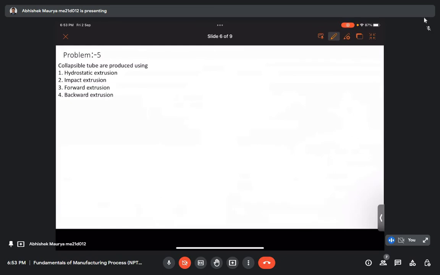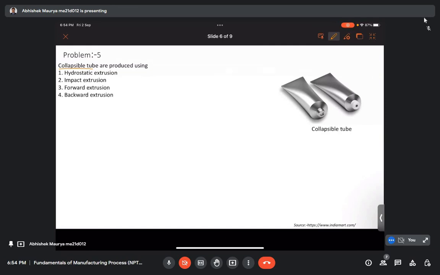So, collapsible tube. This kind of tube, I think you must have seen in your day-to-day life. Mostly, ointment tubes are in this shape and are made of metal, and they are collapsible, because when we apply some force, they get deformed and reduce the volume inside the tube, and because of that, whatever is inside, cream or ointment, will come out.